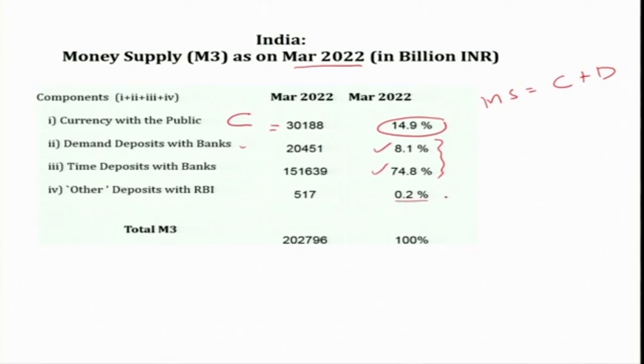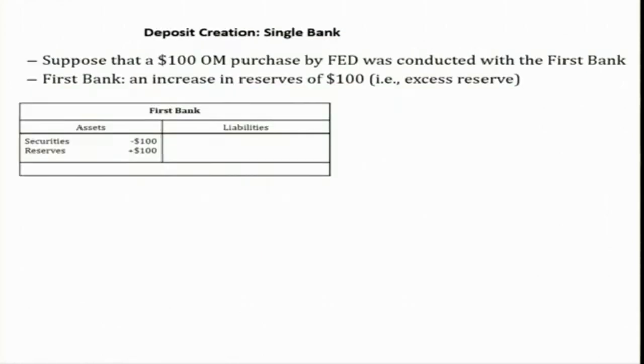And other deposits, mainly of the president, PM, ex-PM, etc., with the central bank, constitute 0.2%. So what we are going to see is how, with this currency in circulation, they are able to attain this amount, because this currency is coming to the economy mainly through the banking system, through open market operations and discounting of loans, and then how it expands to this much. So let us analyze this process using a T account.